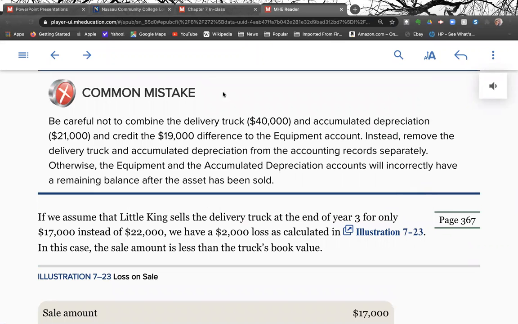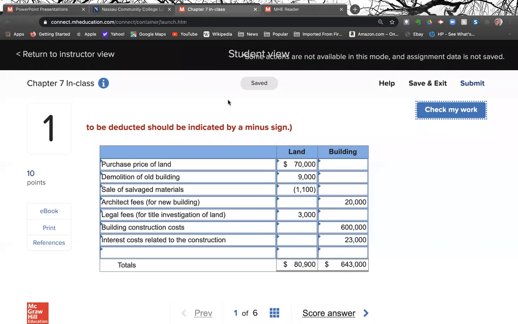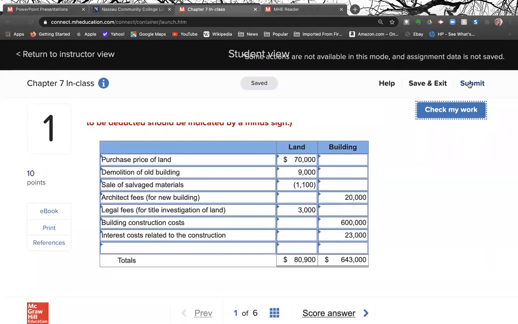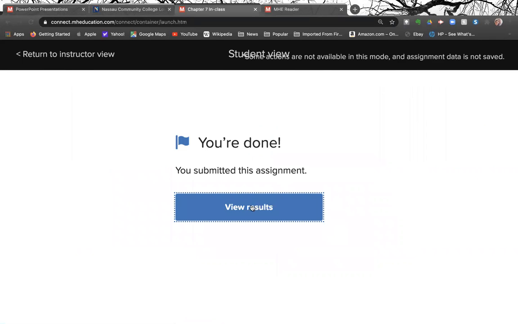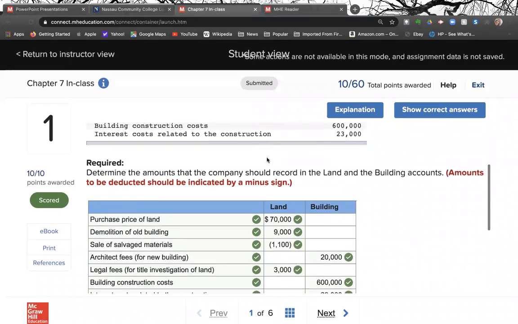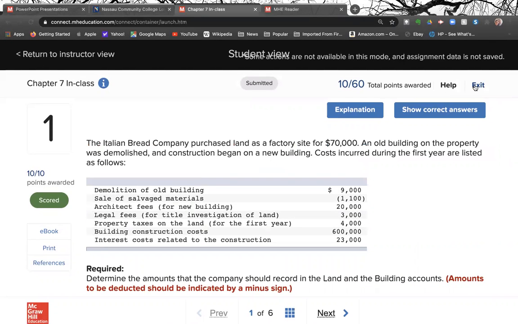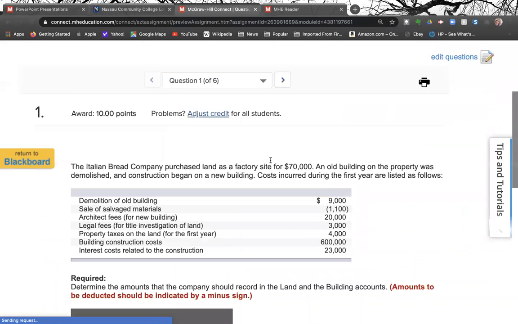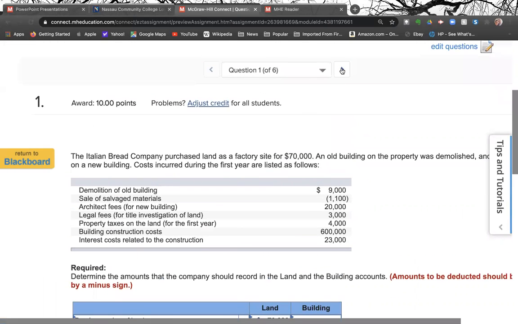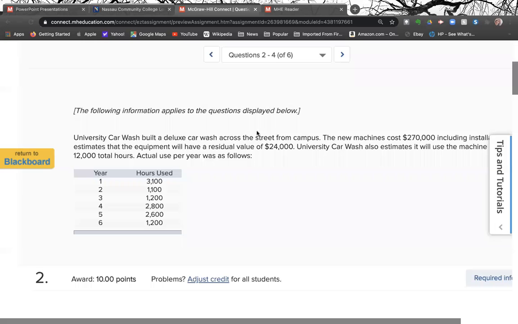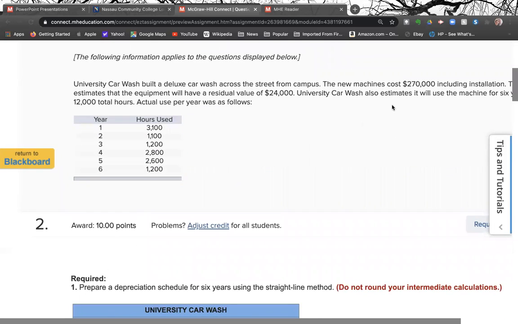Okay. So let's look at the homework, what's left. So we did the first one here. Right, the second one is depreciation problem, University Car Wash. They paid $270,000 for these new car wash machines, and they have a residual value of 24. They estimate they'll use the machine for 6 years or 12,000 total hours. These are the hours per year.